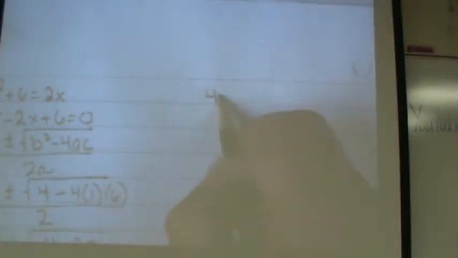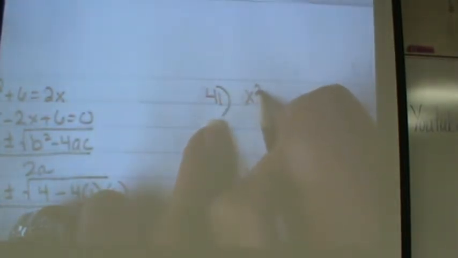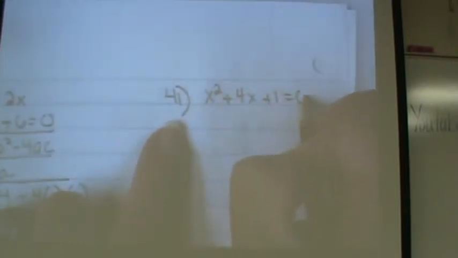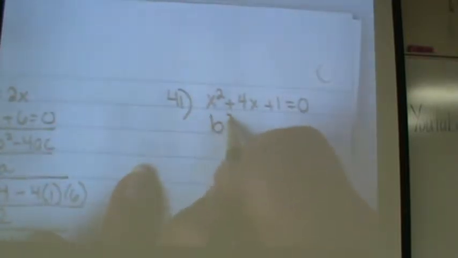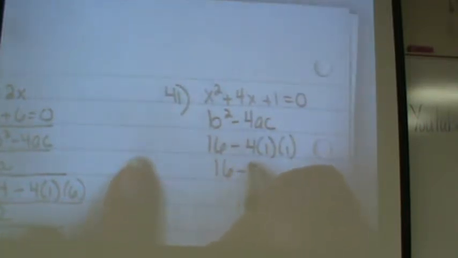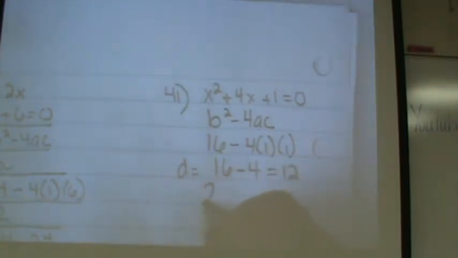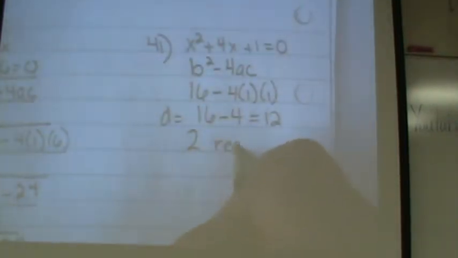41, we have x squared plus 4x plus 1 equals 0. Well, the b squared minus 4ac is your discriminant. So it's 4 times 4 is 16, minus 4 times 1 times 1. So 16 minus 4 is 12. So the discriminant is 12. That means there's 2 real solutions because it came out positive.